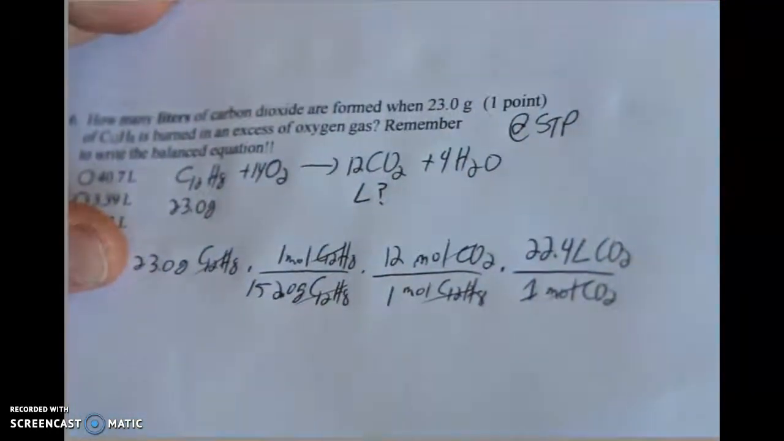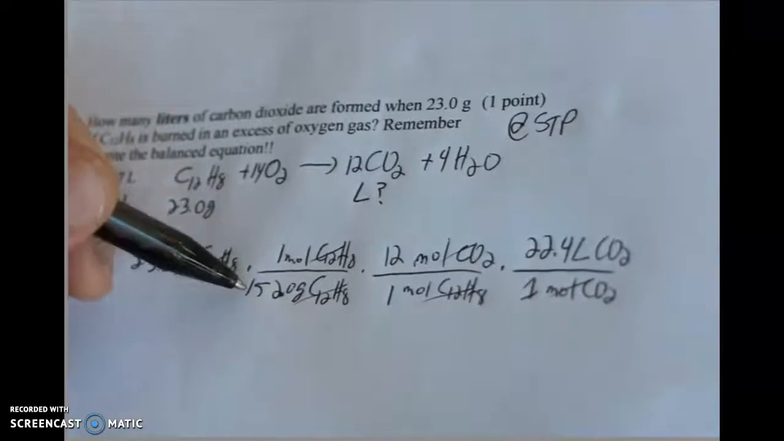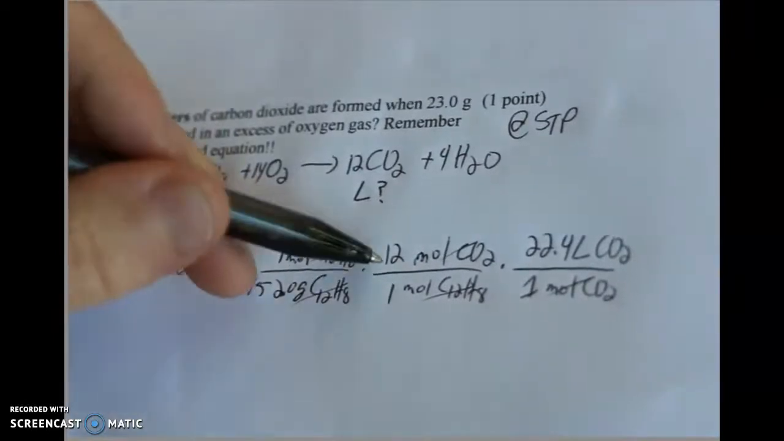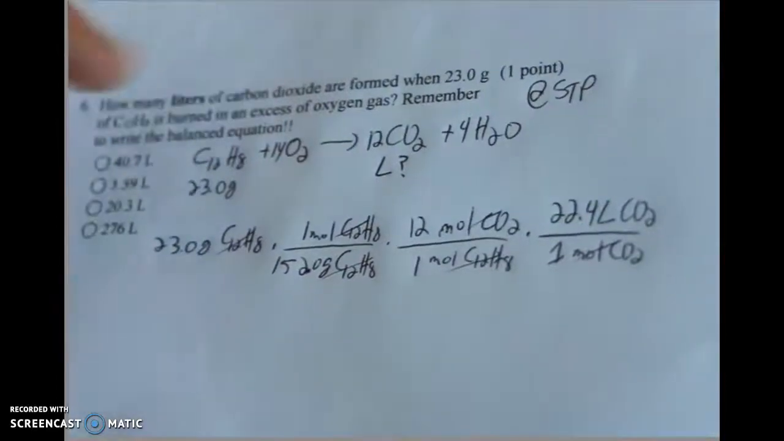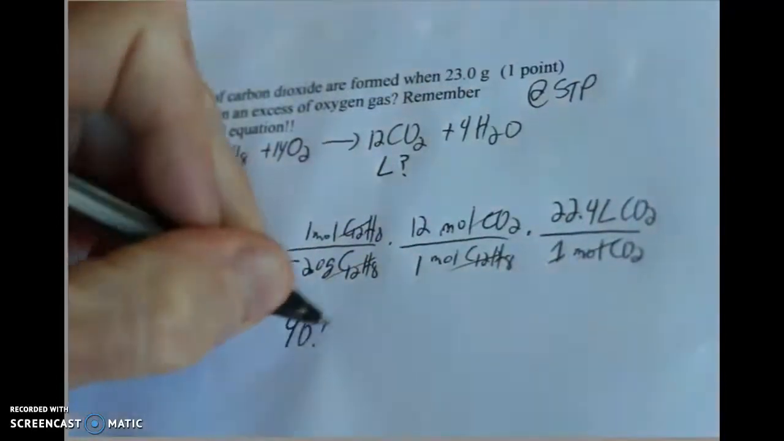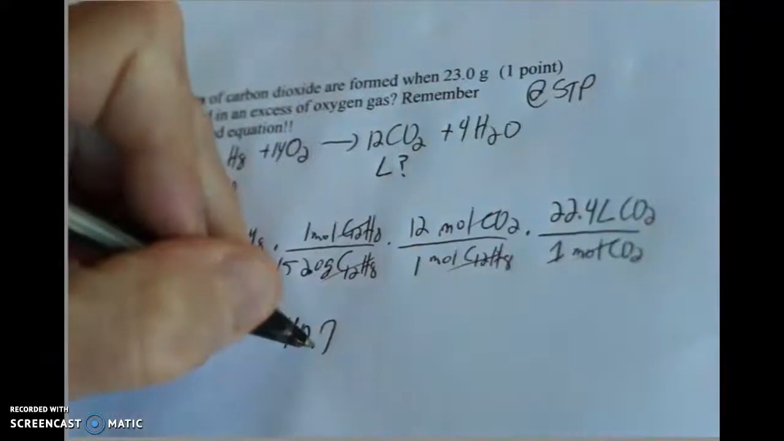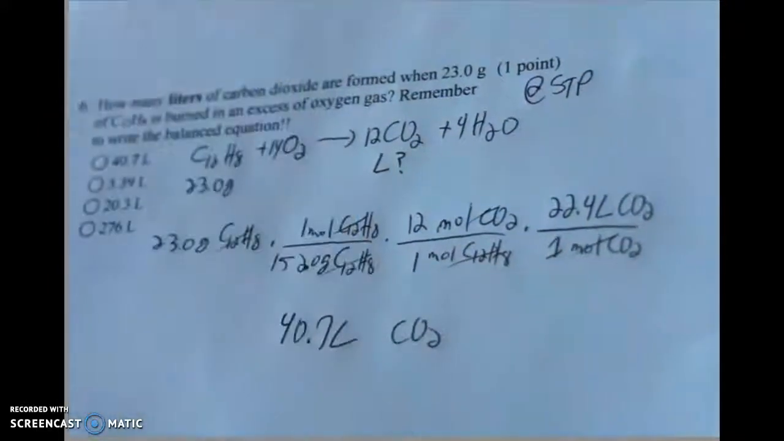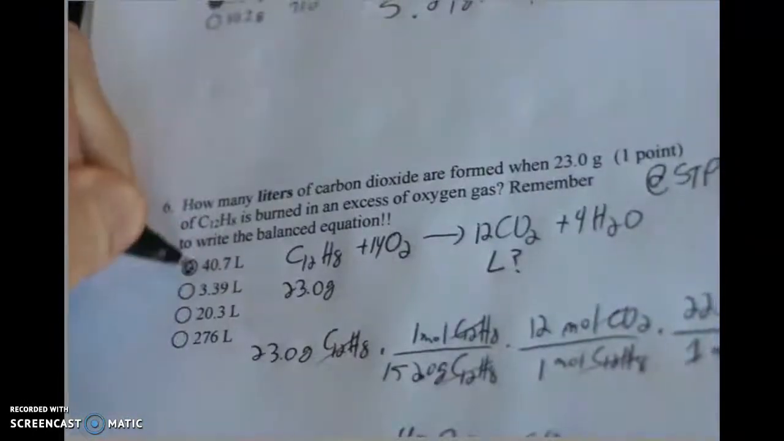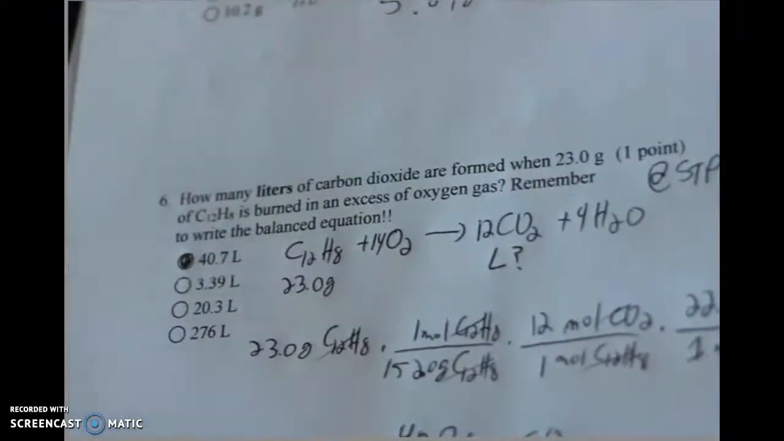So now when you're doing this problem, you do 23 divided by 152 times 12 times 22.4, and if you do all that right and you round it off to the right number of significant digits, you should get 40.7 liters of CO2. That's the video for stoichiometry.